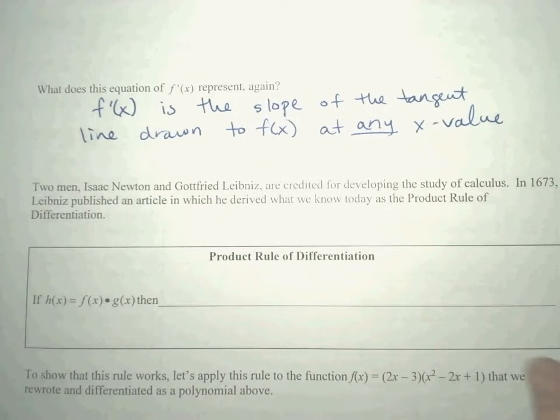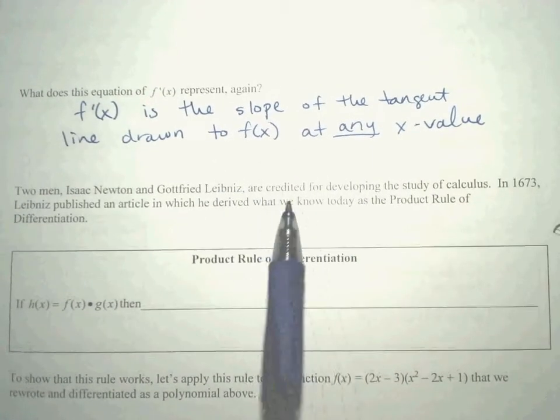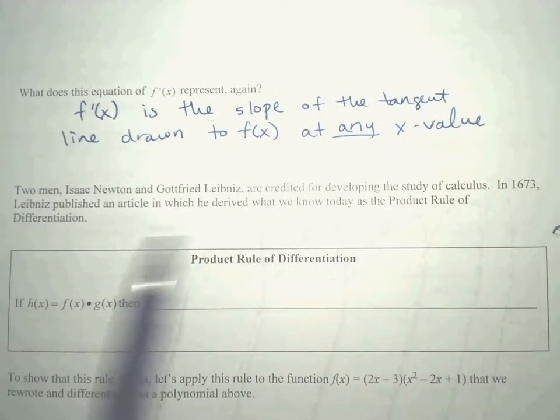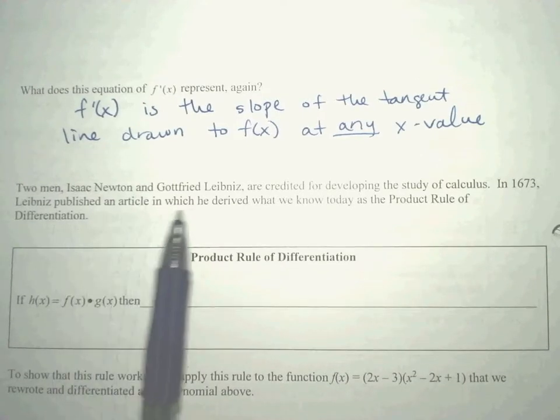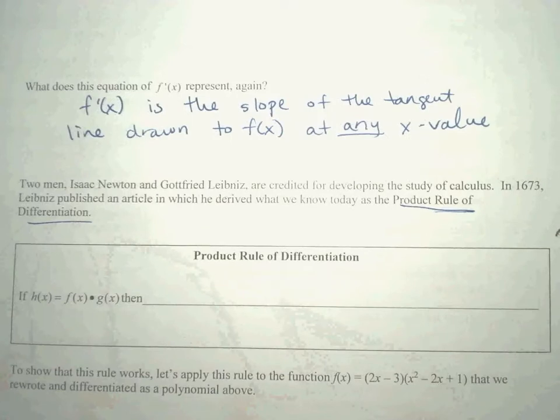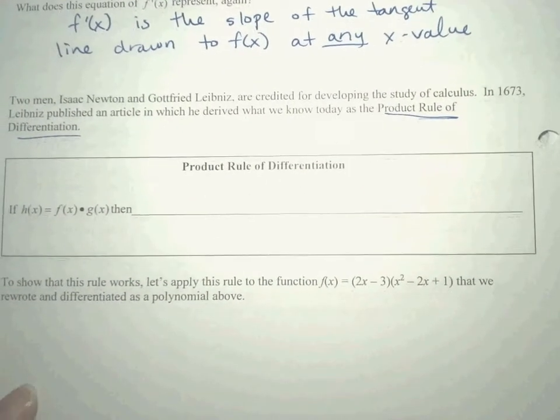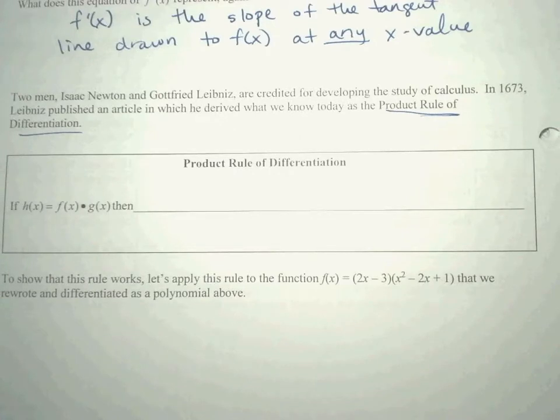Okay, so two dudes created calculus at the same time, basically. Those were Isaac Newton and Gottfried Leibniz. In 1673, Leibniz published an article in which he derived what we know today as the product rule of differentiation. Okay, I'm going to show you the formula for this, and then we will talk about different ways that you can write it and memorize it, because this is just something you have to memorize.